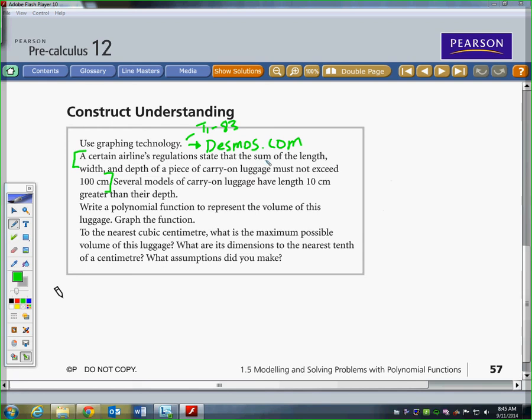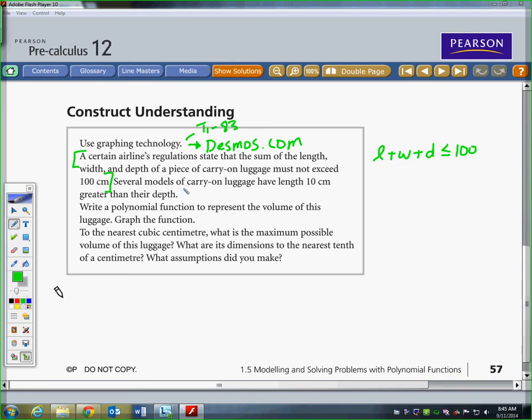So sum means the result of addition. So we're going to be adding together a length, so I'll just put an L for length, plus the width, plus the depth. And then it says of a piece of carry-on luggage, so L is going to be the length of the luggage and W will be the width and so on, must not exceed 100 centimeters. Must not exceed. So it could be equal to 100 and it could be less than 100. So we would be putting this inequality sign, 100. Okay, so to be fair, I really should be saying let L equal the length of a piece of luggage in centimeters.